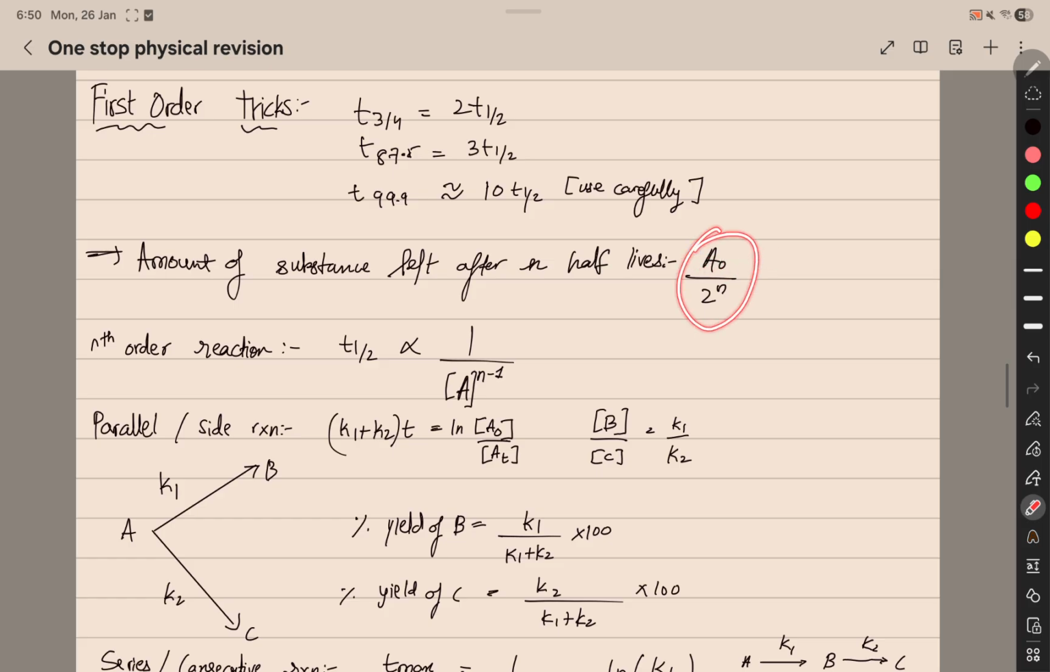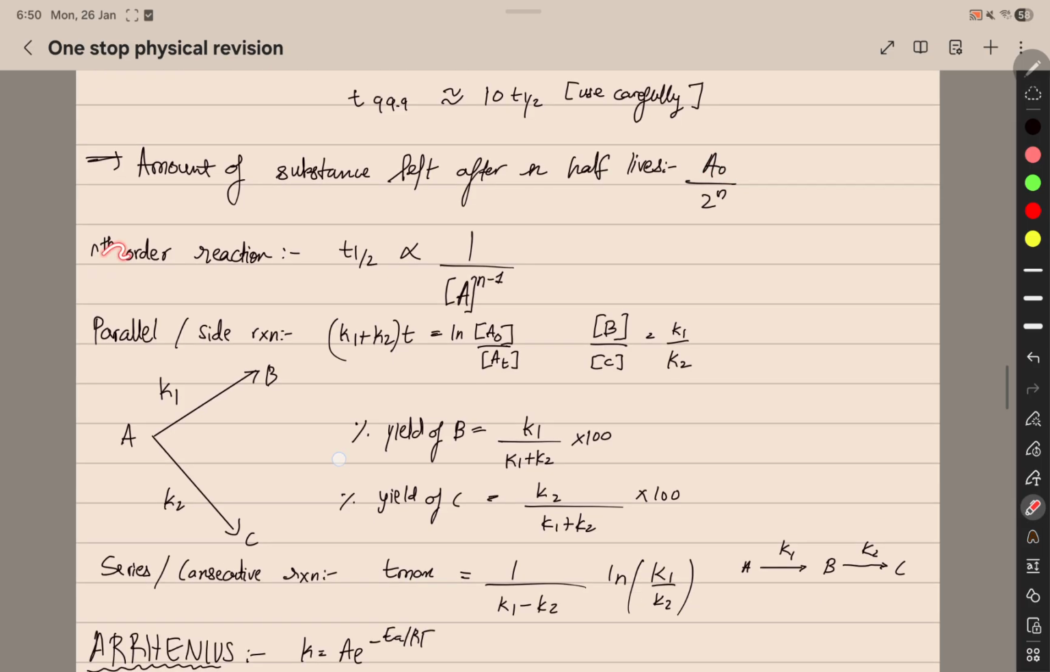Amount of substance left after n half lives, this has come in PYQs many times. So it's A naught, initial concentration, divided by 2 power n. For nth order reaction, your T half is proportional to 1 by A power n minus 1. Apart from this, you can derive the integrated rate law if you want, but I'm not going to write here.